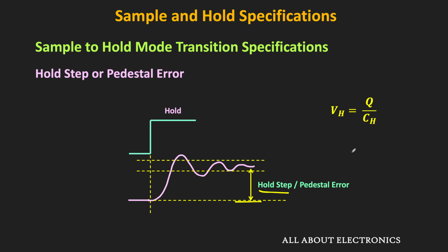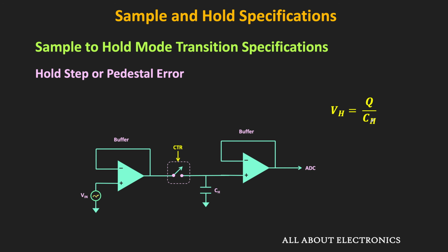As you can see, if we choose a larger value of the hold capacitor, then this hold step will be lesser. But at the same time, the sample and hold will not be able to track the input signal as fast. So there is always a trade-off, and one should select the value of this hold capacitor based on the application. So we have seen that one way of reducing the hold step is by increasing the value of the hold capacitor. But apart from that, there is another way also.